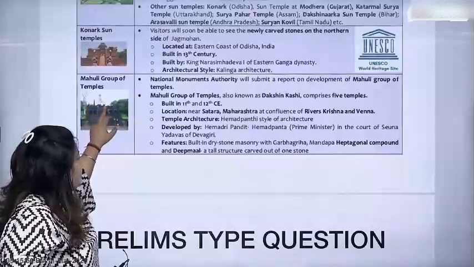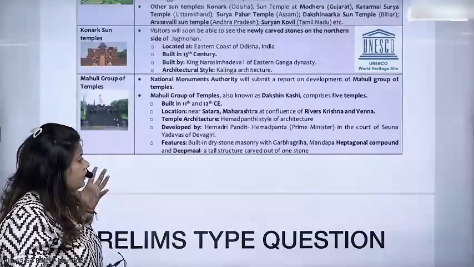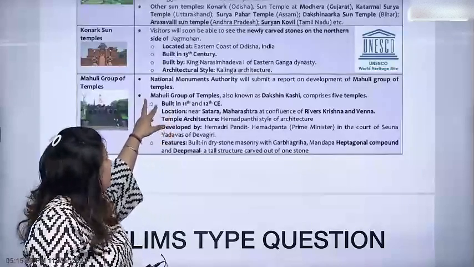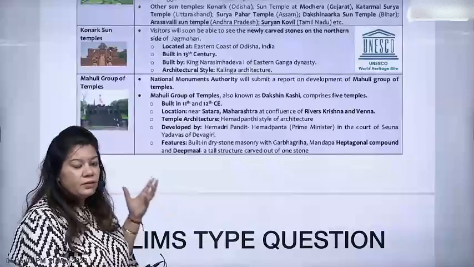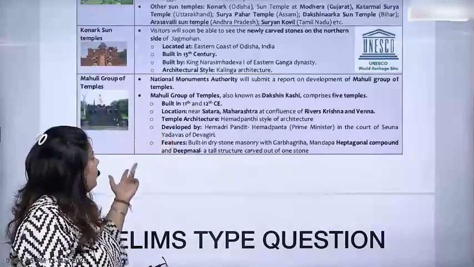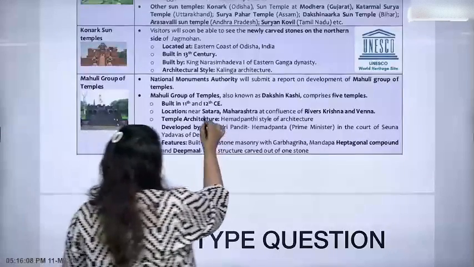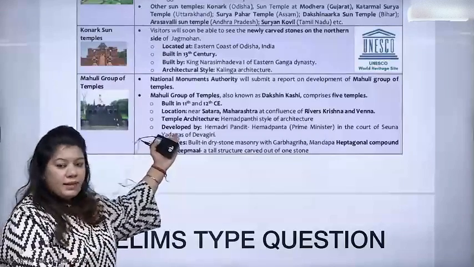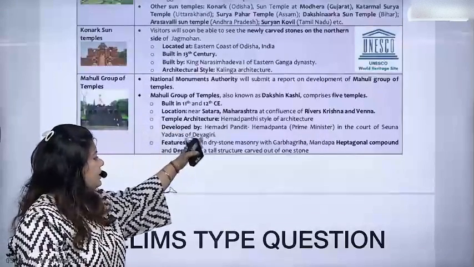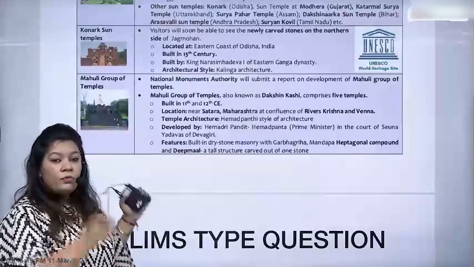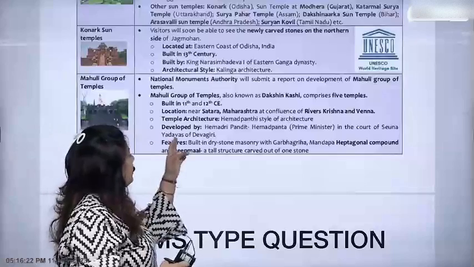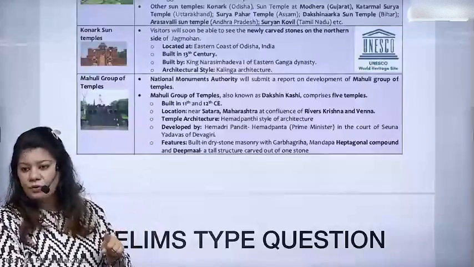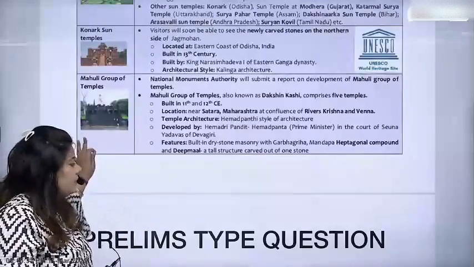Then the Maholi group of temples. Again, they are not that famously known, but it was in the news because the National Monument Authority is going to submit a report on the development of the Maholi group of temples. So again, what you need to know is the region, the time period, right? The architect of this temple is Hemadri Pandit, and it belonged to which dynasty? It belonged to the Sena Yadavs of Devgiri, right? So these are the things, again, the way I gave you the format or the framework in which you will be doing this stuff, right?